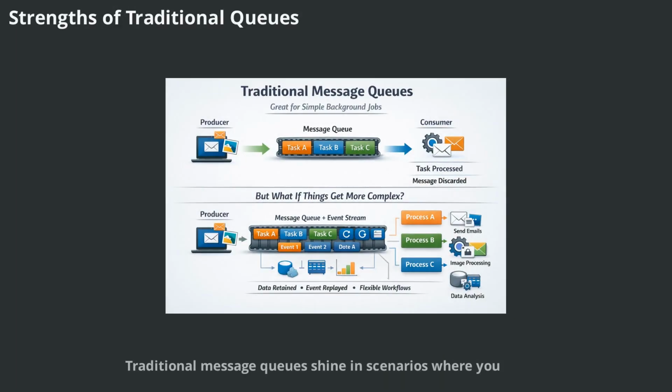Traditional message queues shine in scenarios where you need to get work done in the background. For example, if you're sending emails, processing images, or running simple asynchronous jobs, queues are a perfect fit. They help decouple producers and consumers, making your system more resilient and scalable. However, this model assumes that once a message is processed, it's no longer needed. That's great for simple workflows, but what happens when things get more complex?